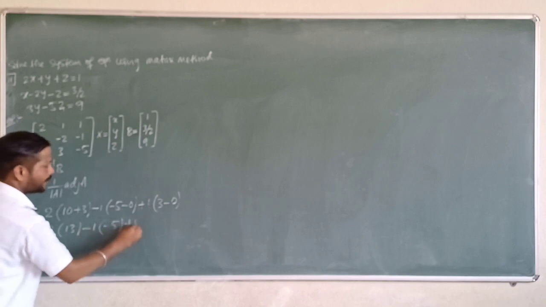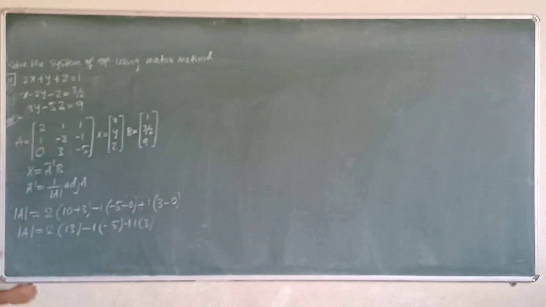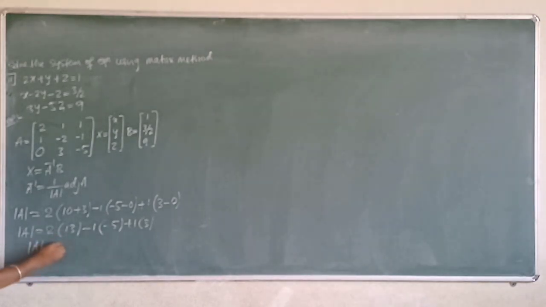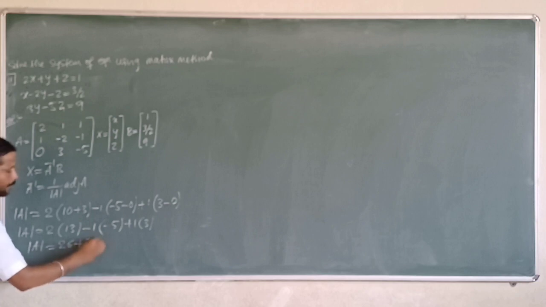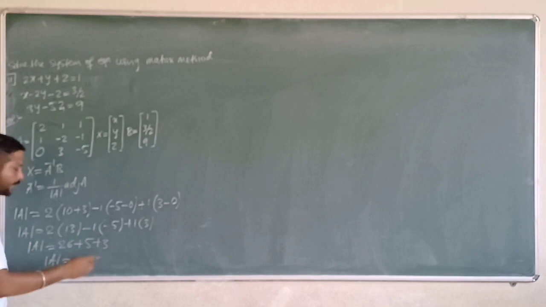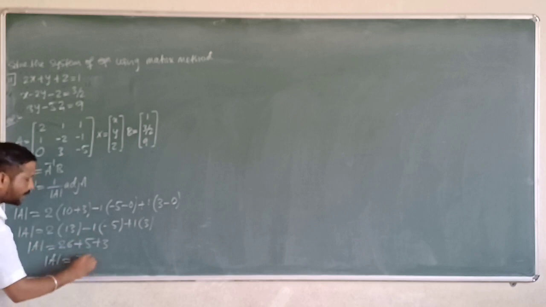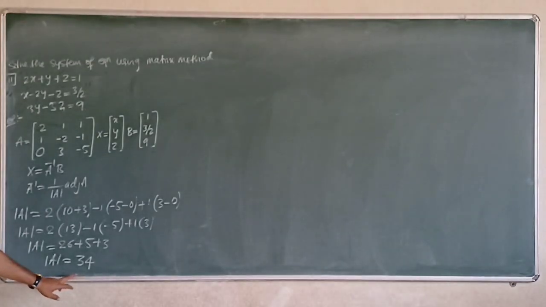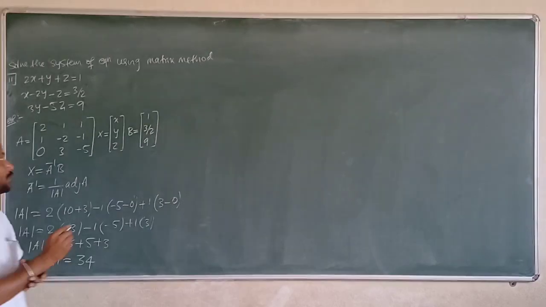Okay, plus 1 into 3 minus 0, that is 3 now, right? Then determinant of A is equal to 13 2s are 26, minus into minus plus 1 5s are 5, plus 1 3s are 3, right? Then determinant of A is equal to 26 plus 5 plus 3, it becomes 34. No doubt, determinant of A is not equal to 0. The determinant is not equal to 0, meaning A inverse exists, correct?